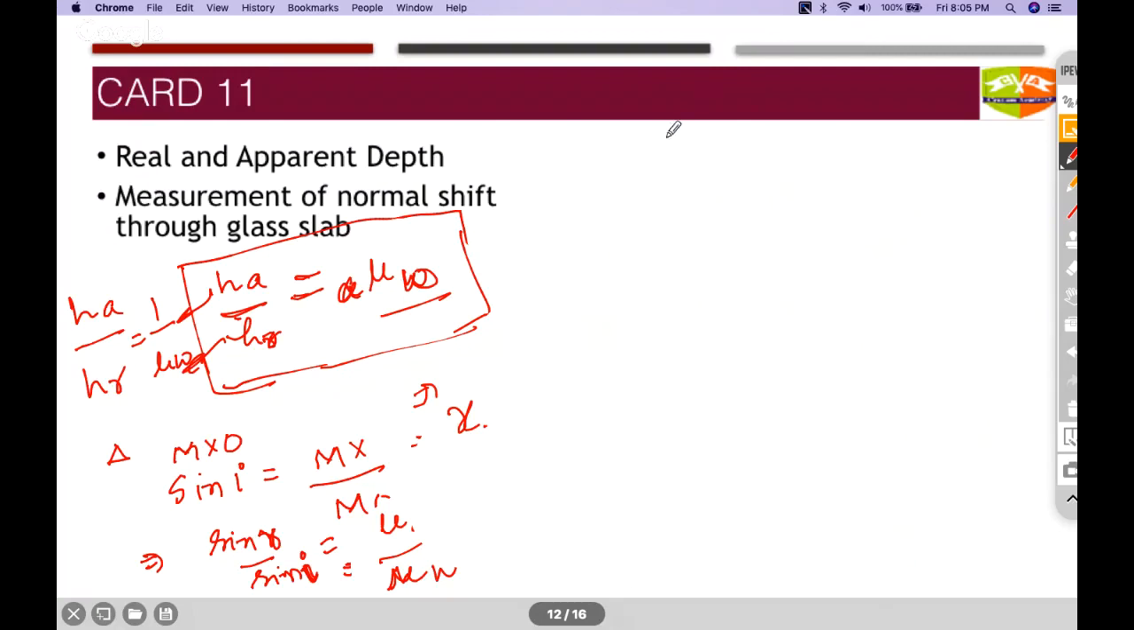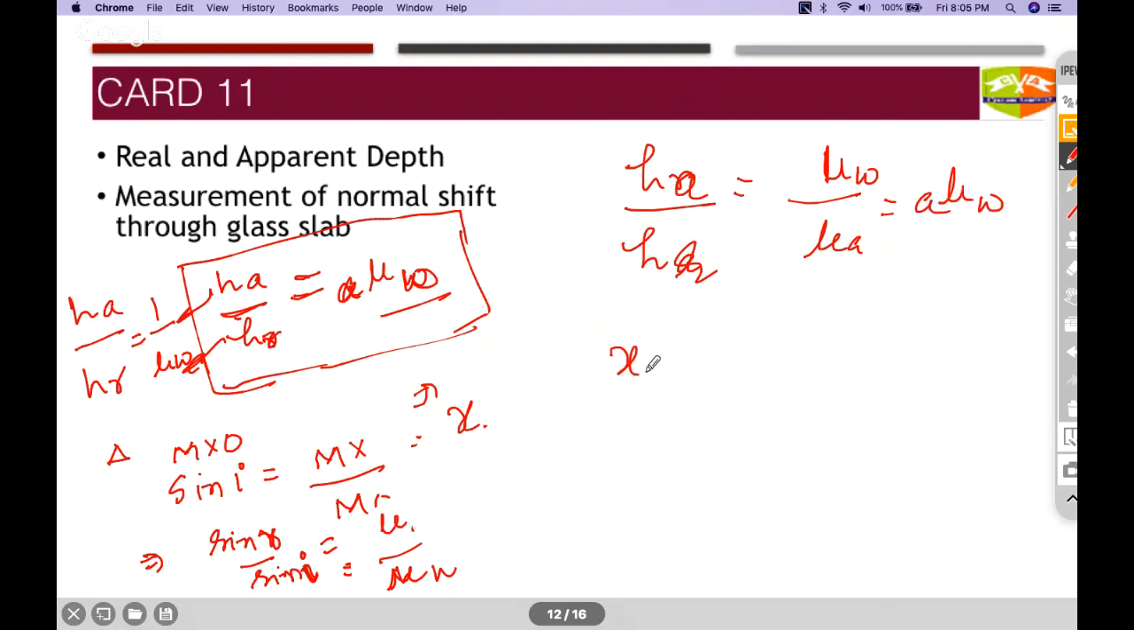We have proved that apparent depth divided by real depth is equal to mu w divided by mu a, or mu wa, and vertical shift x is equal to t into 1 minus 1 by mu aw. It is as simple as that.